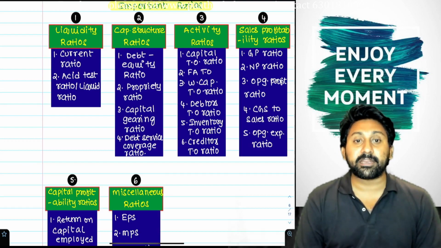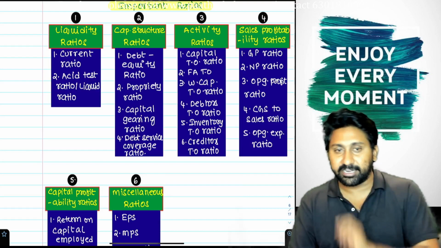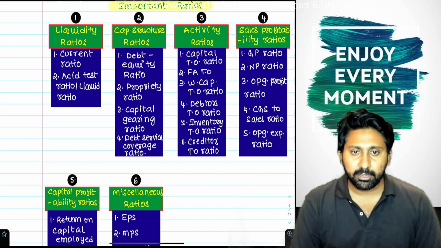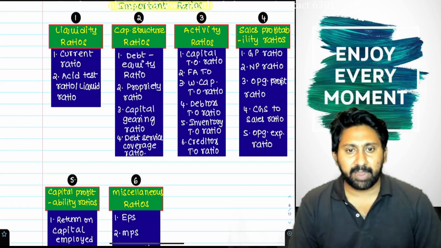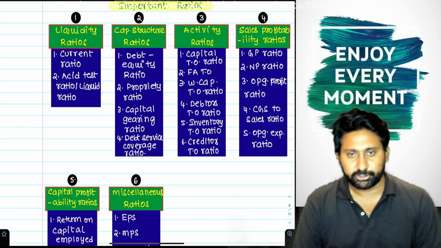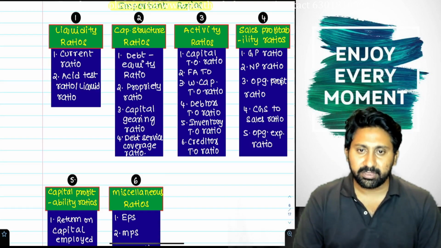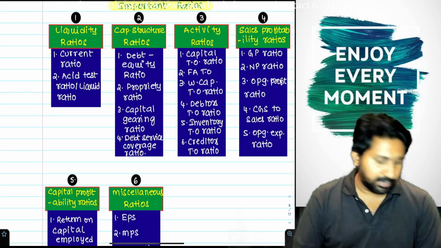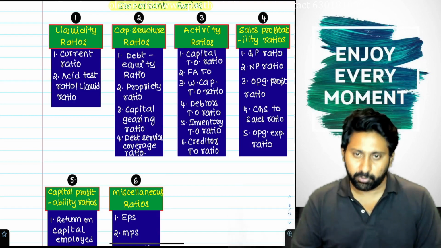Second one is capital structure ratios, also called long-term solvency ratios. First one, debt equity ratio, proprietary ratio, anything you can use. Capital gearing ratio. Next one is debt service coverage ratio. Then activity ratios: capital turnover, fixed assets turnover, working capital turnover, debtors turnover, inventory turnover, creditors turnover.